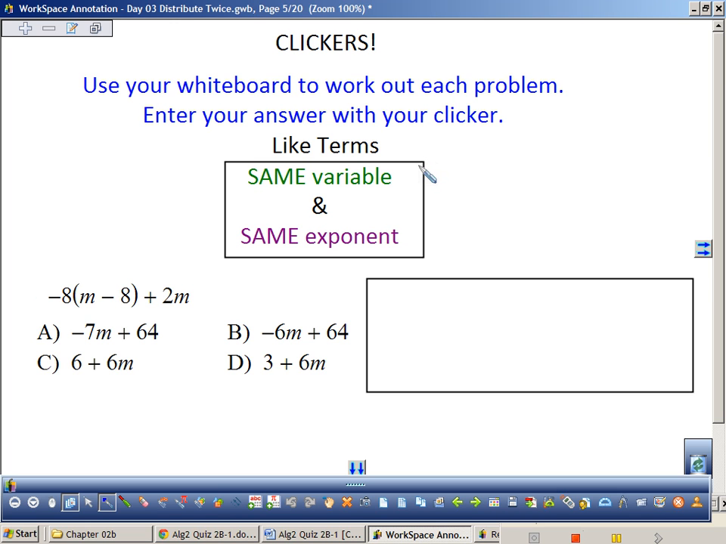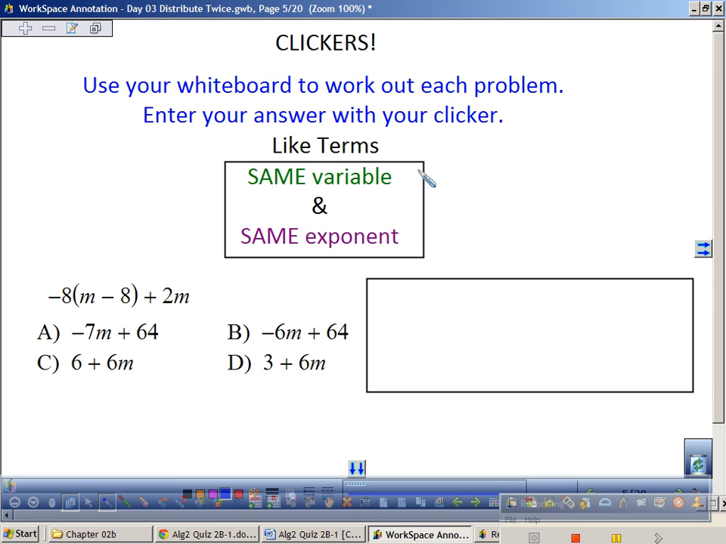But listen up. I want person A, everybody who's person A, please raise your whiteboard marker. Raise your whiteboard marker if you are person A. Now put your whiteboard marker down. You are going to talk and tell person B how to do it. Go ahead and go.